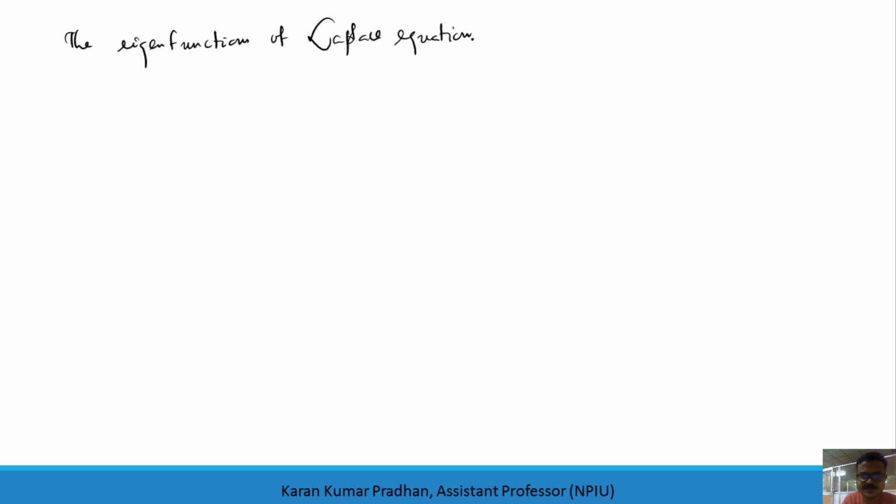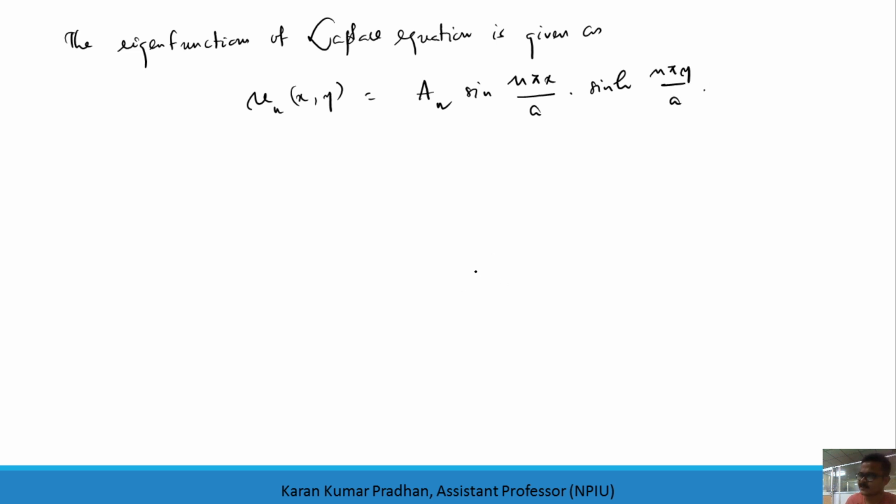Okay, so the eigenfunction of the Laplace equation is given as your u n, which is a function of x and y, is your a n sine of n pi x by a, and hyperbolic sine of n pi y by a. So if you use the variable separable method, definitely you will get this as the eigenfunction.